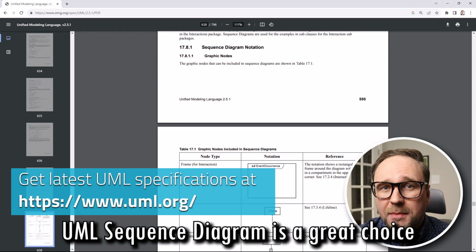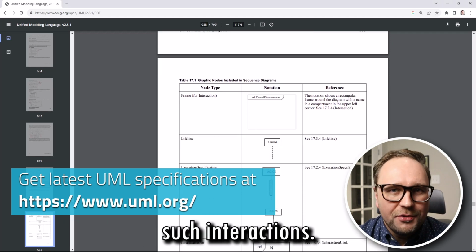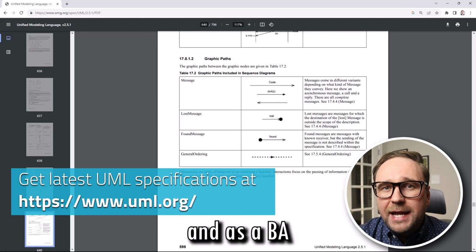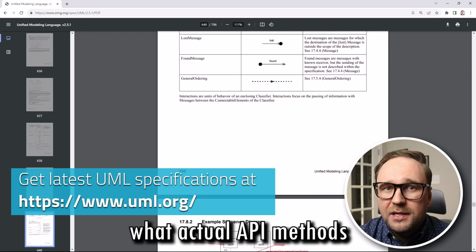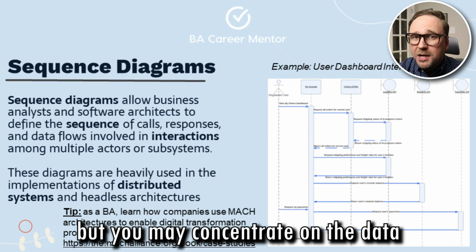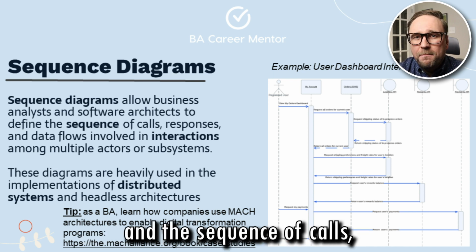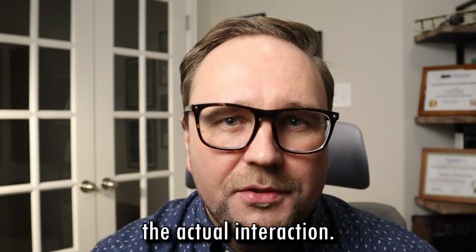And of course, the UML sequence diagram is a great choice to define and describe such interactions. Again, you may use it at various levels of detail, and as a BA, you don't necessarily need to define what actual API methods are called in the interaction, but you may concentrate on the data that's being exchanged and the sequence of calls. That will later influence how developers will implement the actual interaction.